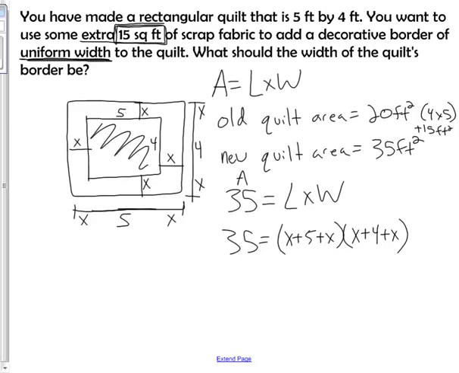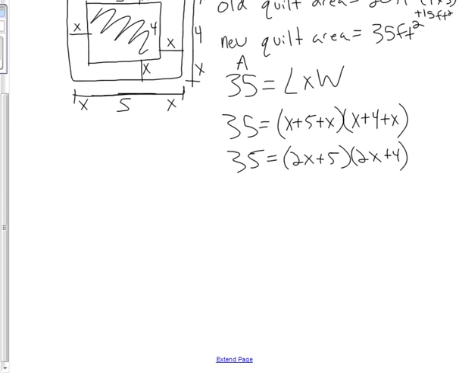Now, if we simplify this, we'll see that this is a quadratic. So we have 35 equals 2x plus 5 times 2x plus 4. And in order to solve this equation, we need to set it equal to 0 and then choose a method. All right, so let's move the 35 over. 2x plus 5 times 2x plus 4 minus 35. And, you know, this is no form right now. This isn't intercept form. It's not vertex form. It's not standard form. But we can easily put this in standard form. So let's multiply this out.